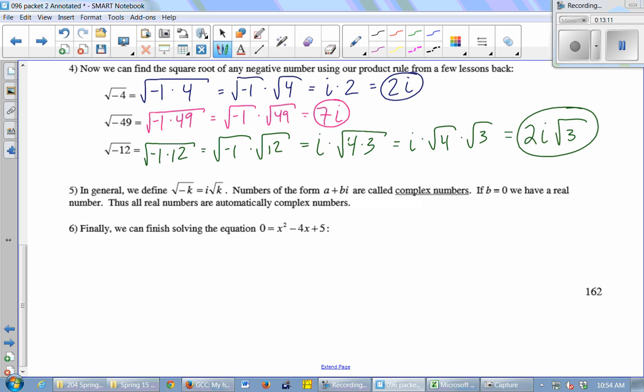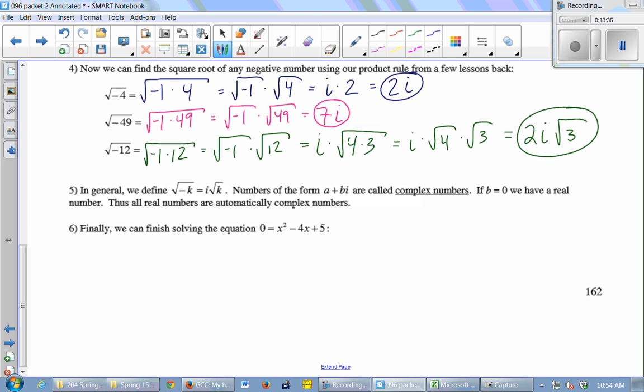So numbers of the form a plus bi are called complex numbers. If b is 0, then 0 times i is 0, and you're just left with the number a. That's a real number. So all real numbers are automatically complex numbers. They just don't have an imaginary part.